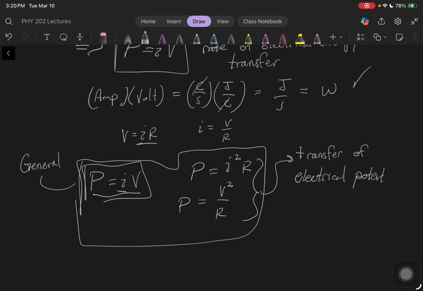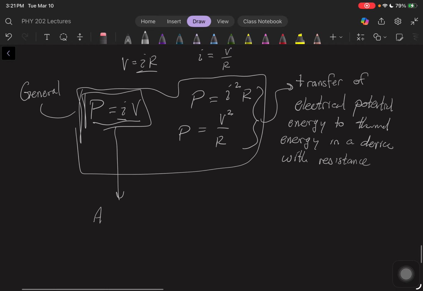electrical potential energy to thermal energy in a device with resistance. All right, and so P equals IV is any type of electrical energy transfer. Okay. And I think we can wrap this one up.